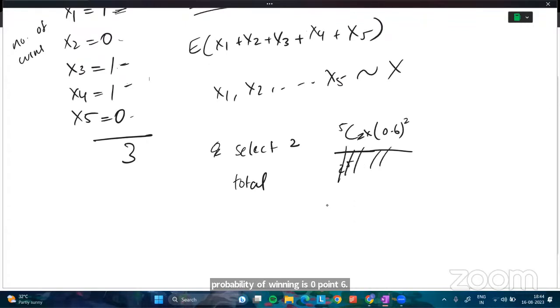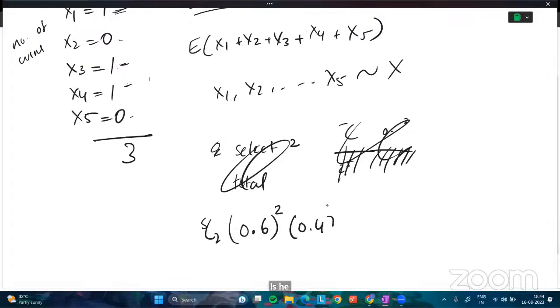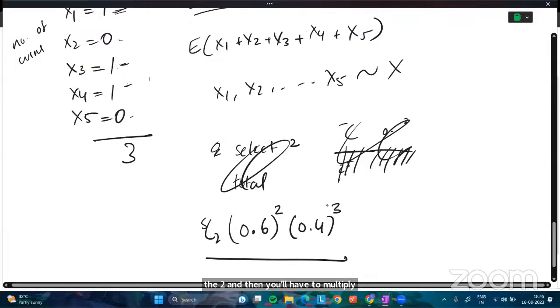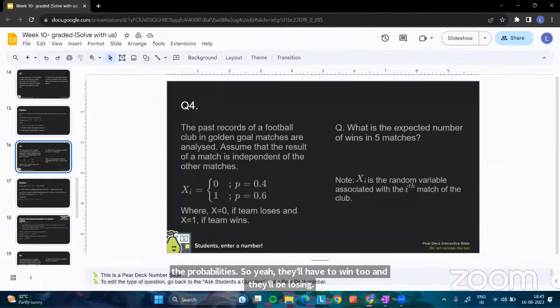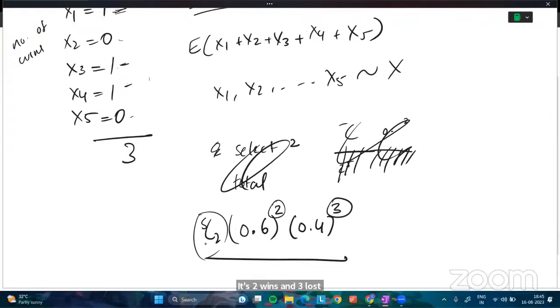You don't have to look at 2 to the power 5. Sorry. So you'll have to select the 2, and then you'll have to multiply the probabilities. So they'll have to win 2, and they'll be losing 3. So this will be the problem. From 5 matches, yes. That's right. That's why we're selecting 2. It's 2 wins and 3 losses. Okay. Yeah.